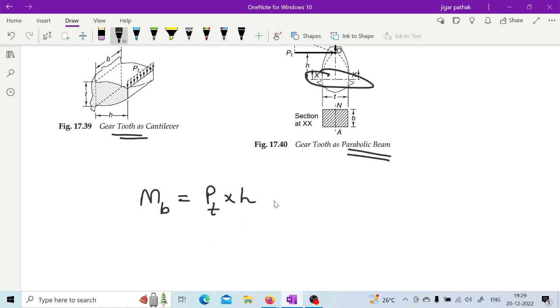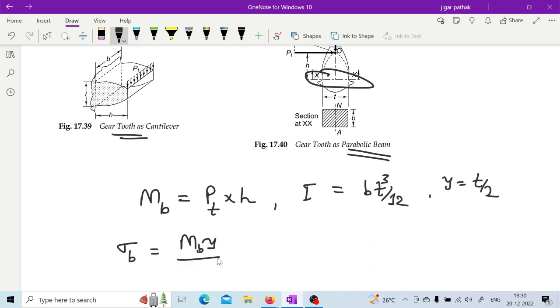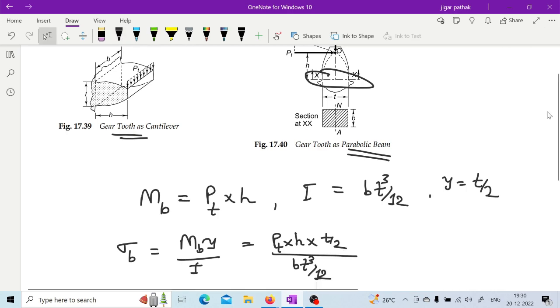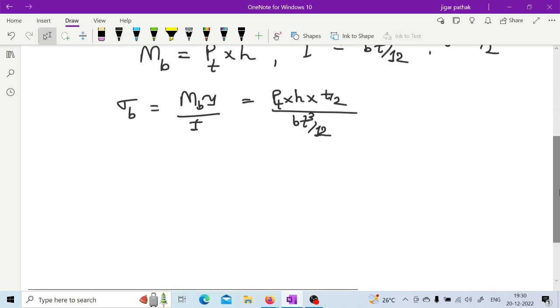So this bending moment can be given by this, then the moment of inertia of this particular area is given by bt cubed by 12, right, and the distance from the neutral axis is t by 2. So once you have all this data with you, then you can calculate the maximum bending stress in this particular cantilever beam, that is given by Mb y upon I, right, from the theory of pure bending. So Mb, all these values you can put in this equation, right? So once you put all this, then you can come up with the bending stress.